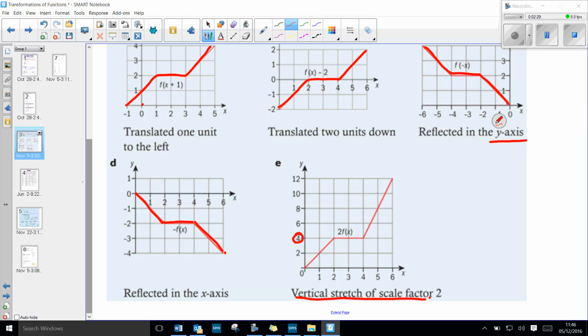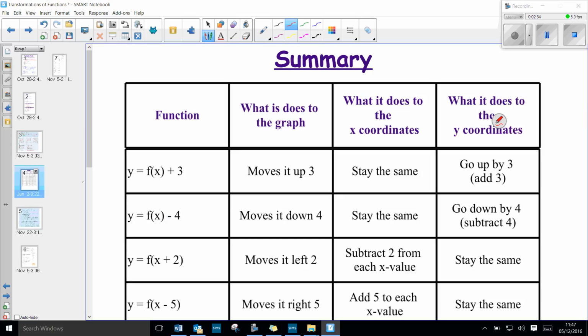Okay? Now this next page is just a nice summary sheet for you. Well, I hope it's a nice summary sheet for you. So it just tells you what it actually does to the graph. This first column is quite nice. It just tells you how it shifts it. So it moves up, moves down, moves left, moves right.